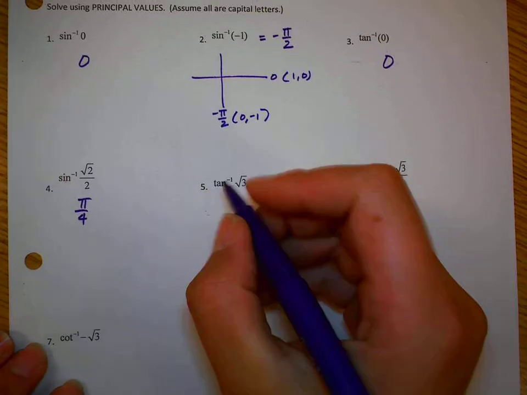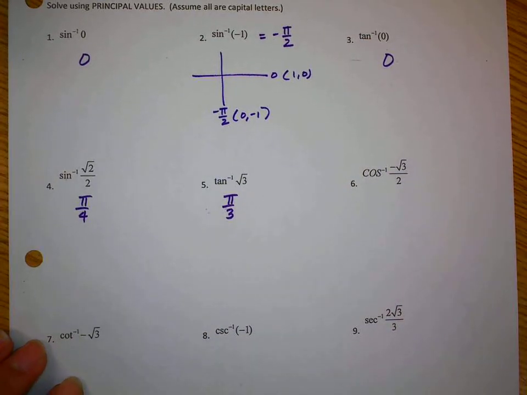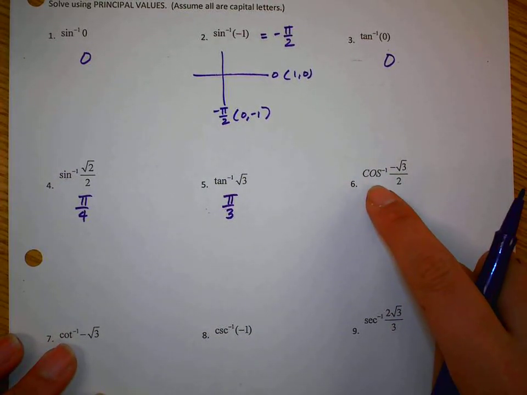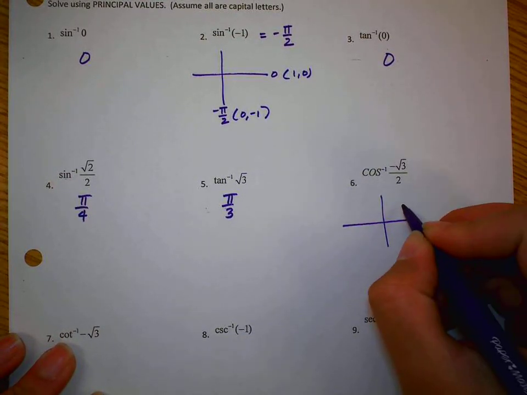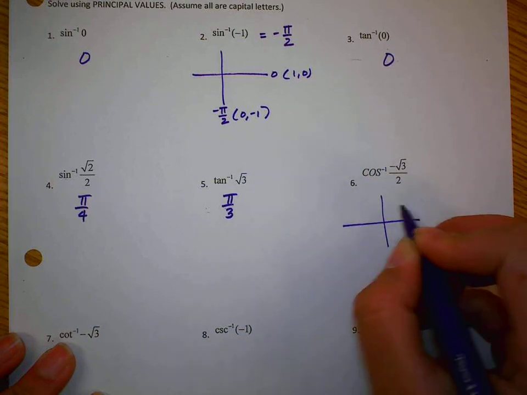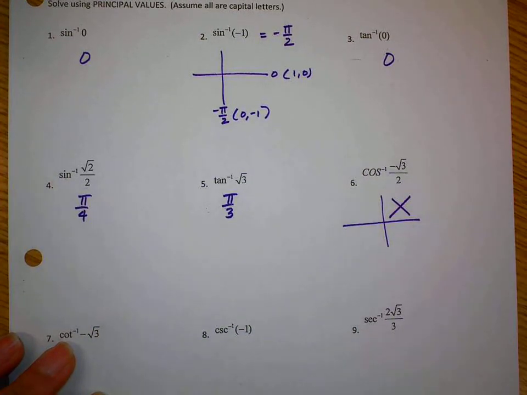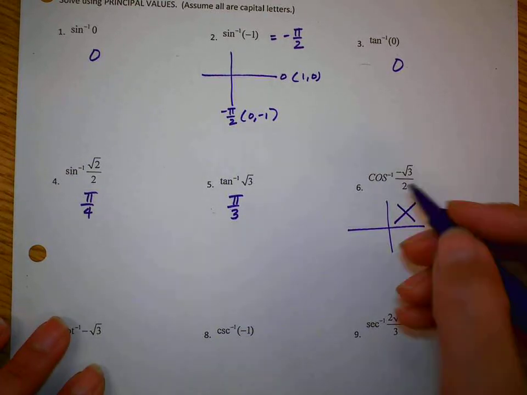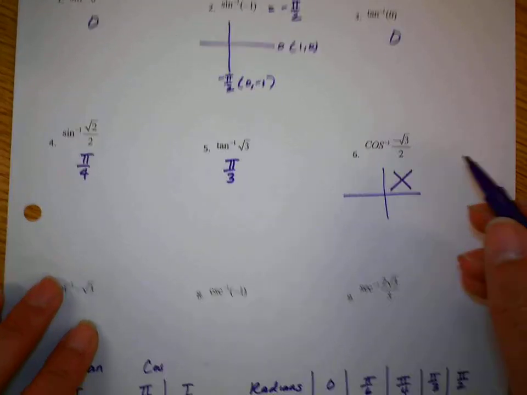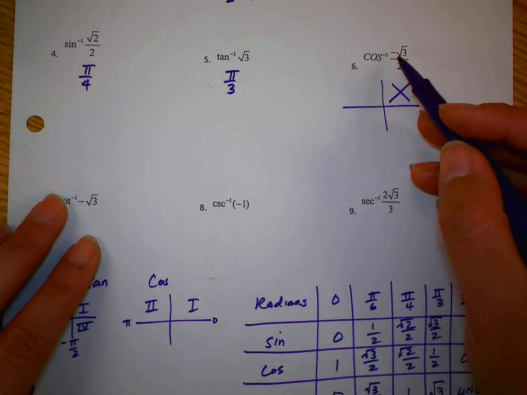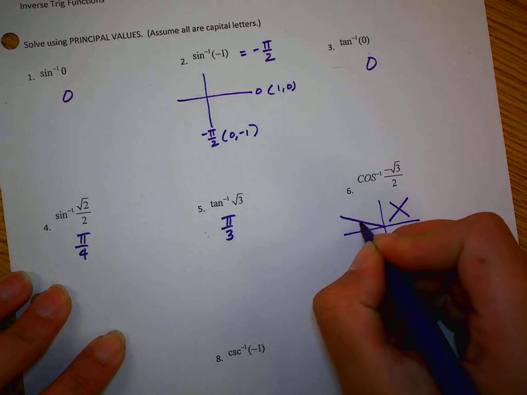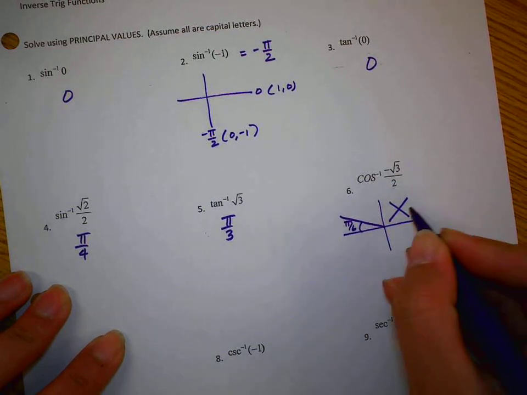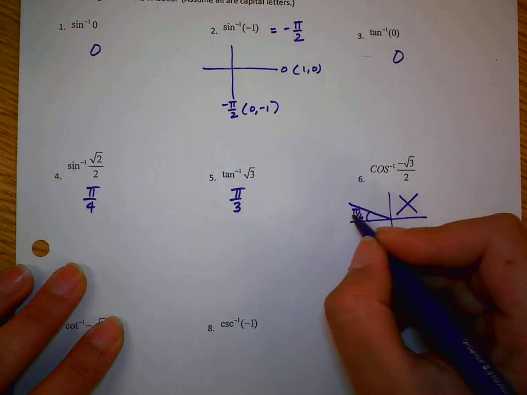Inverse cosine of negative root 3 over 2. So let's think about this one. For cosine, we're limited to just quadrant 1 or 2. Cosine is positive in quadrant 1, so it can't be in quadrant 1. It's got to be in quadrant 2. So what reference angle would give me a positive root 3 over 2 for cosine? That's pi over 6. If half a circle is 6 pi over 6, I'm going to take away 1 pi over 6. My angle would be 5 pi over 6.